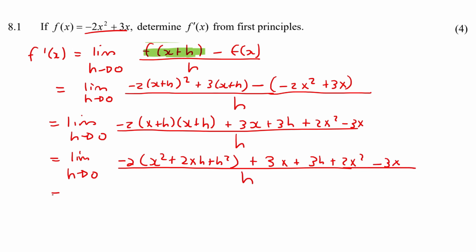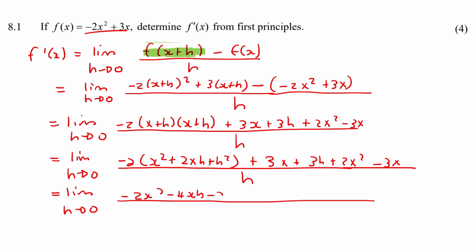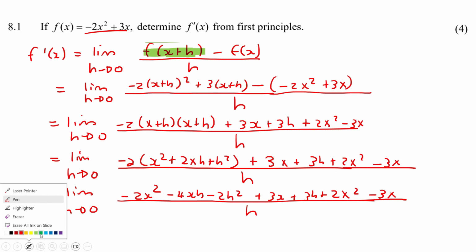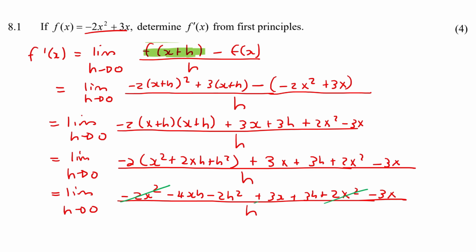Okay, and now we're going to multiply the 2 into the bracket, so that'll be minus 2x squared minus 4xh minus 2h squared plus 3x plus 3h plus 2x squared minus 3x, and that's all over h. Okay, now as I've said in many of my first principle videos, at this step you would like everything that doesn't have an h to cancel. If that doesn't happen, something has gone wrong. So this one cancels with that one. This one cancels with that one.